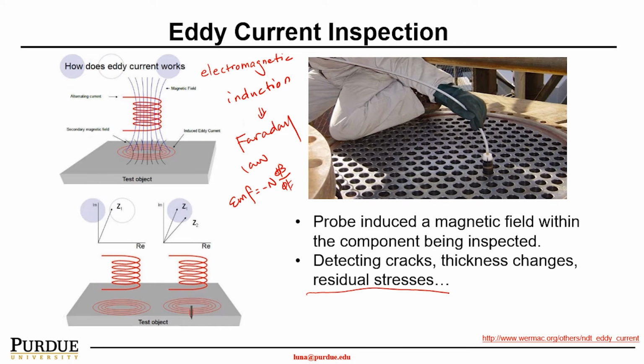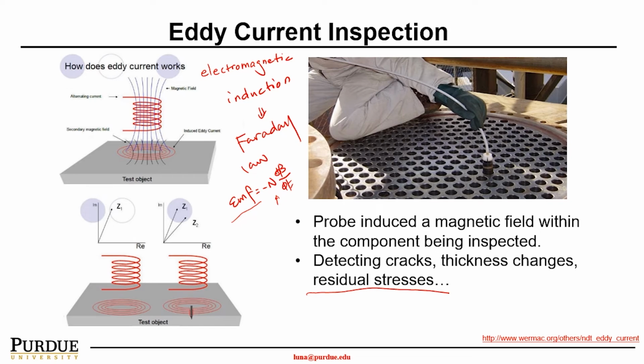So Faraday's law basically says if I have a change of the magnetic flux in time, that will generate the EMF, and the amount of the EMF equals minus N, which is the number of turns in the coil, times the derivative of the magnetic flux with respect to time.